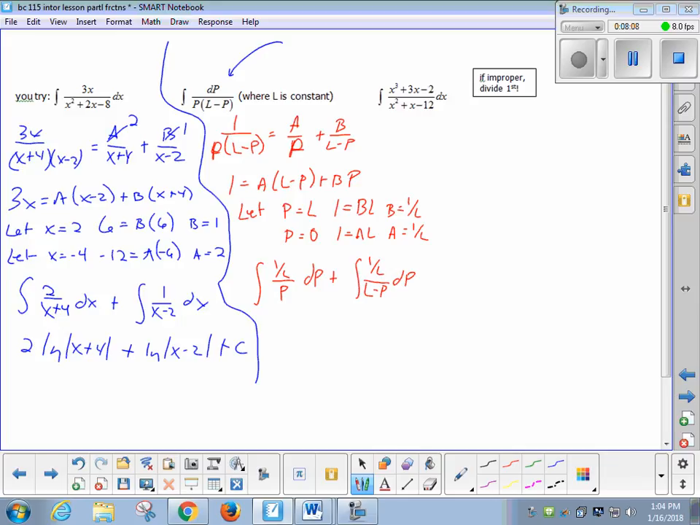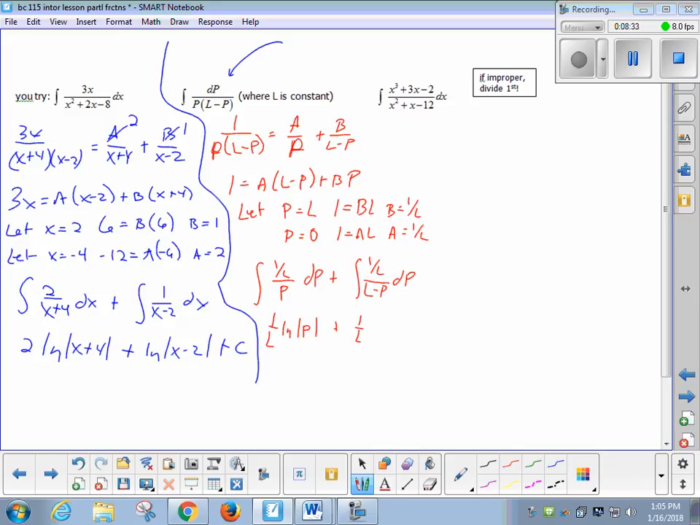1 over L is a constant. Be careful, you're not out of the woods yet. This one's easy, 1 over L, natural log of the absolute value of P. In a real life problem, there would be no absolute value because it's positives only, but we'll go with it. Plus, well, we'll see here. 1 over L.